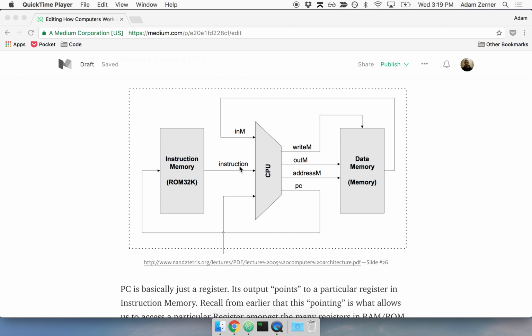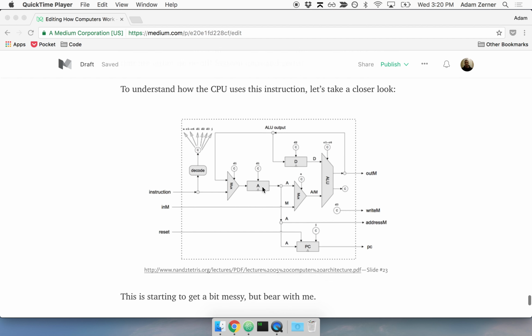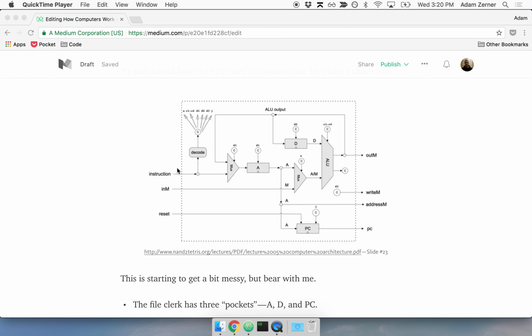Now that we understand that, let's start to talk about how the CPU reads an instruction and what it does with the instruction. First, let's say that the instruction is 16 wires, and the first thing that happens when the instruction goes into the CPU, when it goes into this dotted area over here, is it gets split up into different components. And I show that over here. The components are A, C1 through C6, D1, D2, D3, J.